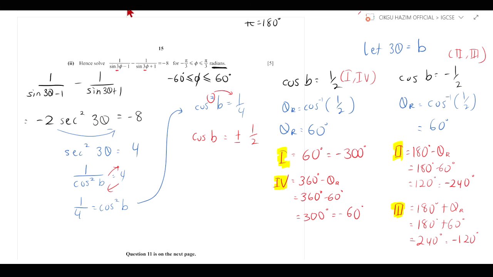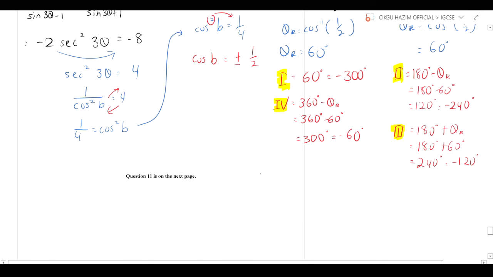Which one to use? You can see that back in the initial question, they said that this angle must be between negative 60 degrees and 60 degrees. But in the initial equation, they said 3 theta. So if it's 3 theta, just imagine phi here, it is less than or equal to 60 degrees, and it must be more than or equal to negative 60 degrees. But since this is 3 phi, you multiply by 3. Once you multiply by 3, that means it must be less than or equal to 180 degrees, and it must be more than or equal to negative 180 degrees.